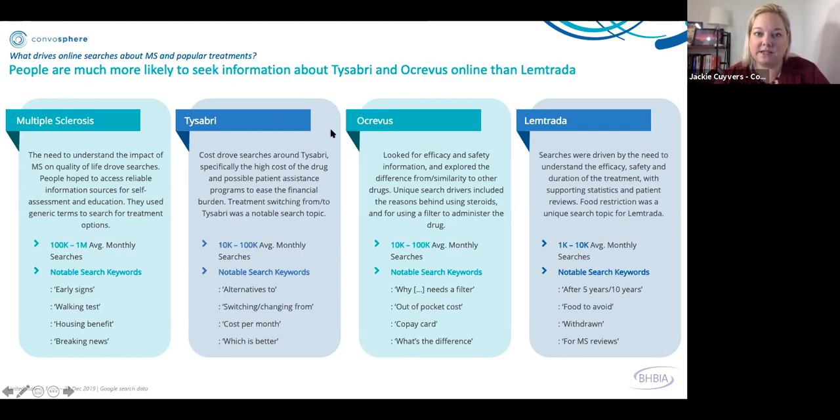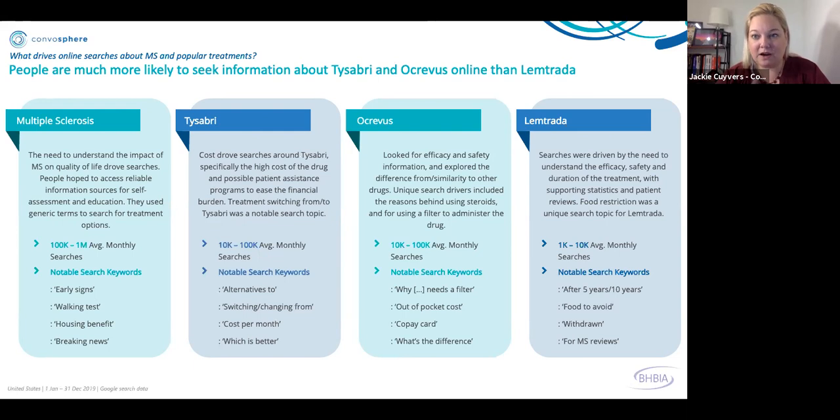versus when searching for the treatments like Tysabri, Ocrevus, or Lemtrada. There are a significant amount of monthly searches, but you can see that when they're specifically looking for these, like Tysabri, they're looking to switch to it or change from it.